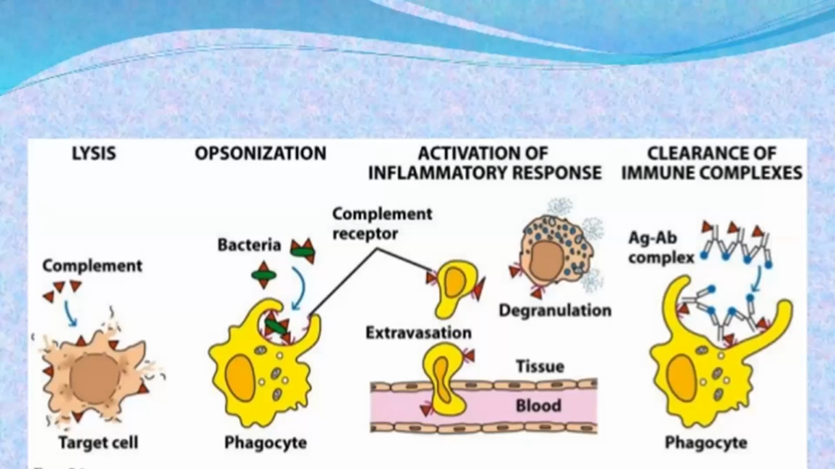Here there are four components. The lysis is taking place here, the destruction of the cell. Opsonization is here. Then the degranulation takes place. And finally, the antigen-antibody complex formation, which activates the system.